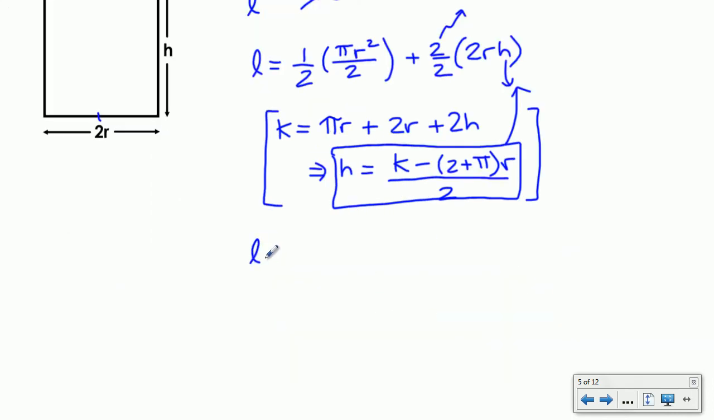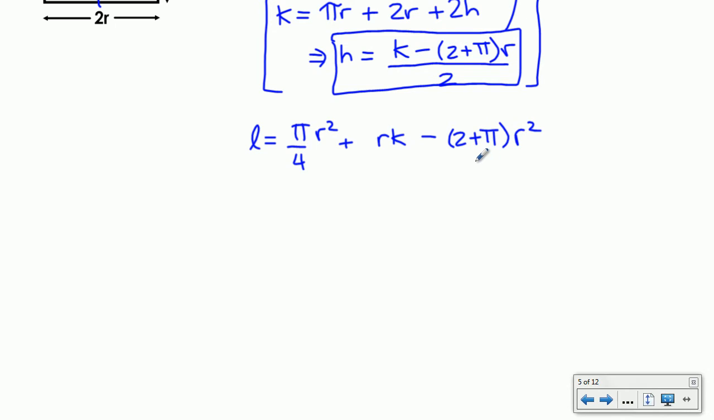So let's do that. L is going to be pi r squared divided by 4 plus r times k minus (2 plus pi) r squared. And now we have an equation for L entirely in terms of r, and this k is going to be constant. So if you want to make a bigger window, this will change and it'll let more light in. But we're looking to maximize this given the amount of material that we're using, I suppose. So let's go ahead and take the first derivative of this.